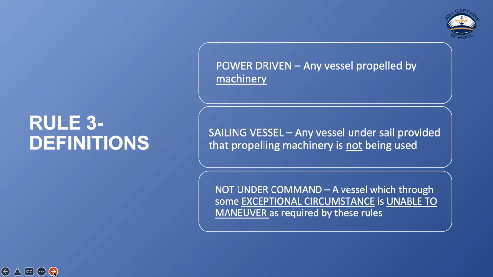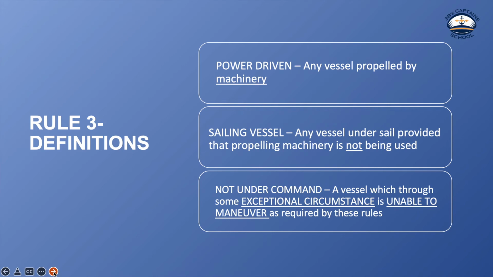Power-driven vessels are any vessel propelled by machinery. Sailing vessel, any vessel under sail, provided that propelling machinery is not being used. So if you're on a sailing vessel and you have sails up and the motor running, you're a power-driven vessel. When you see the term sailing vessel in the rules or in the questions, that means a vessel that's not using any machinery. It's under sail.